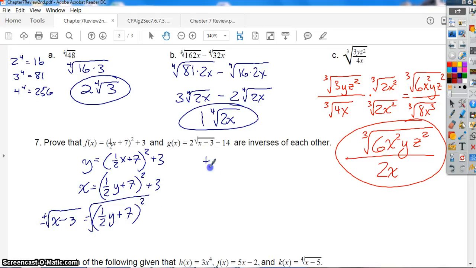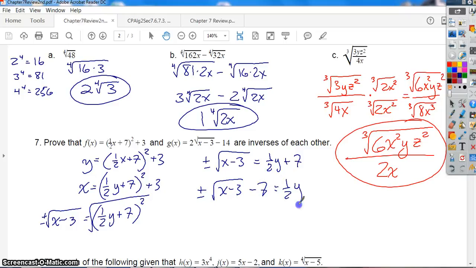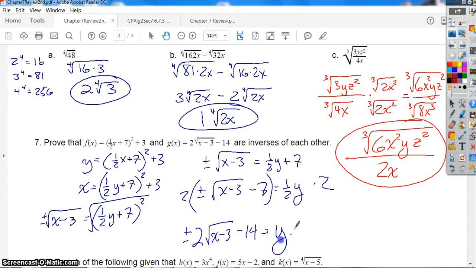So I have plus minus the square root of x minus 3 equals a half y plus 7. And I'm now going to subtract my 7 over, and I'm going to multiply everything by 2. So this is positive negative 2 times the square root of x minus 3 minus 14. And are they inverses to one another? No.